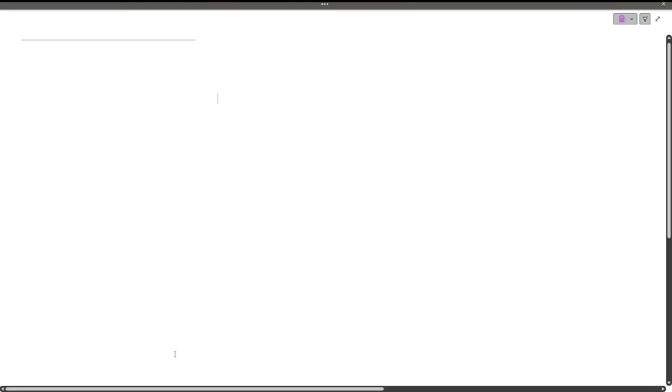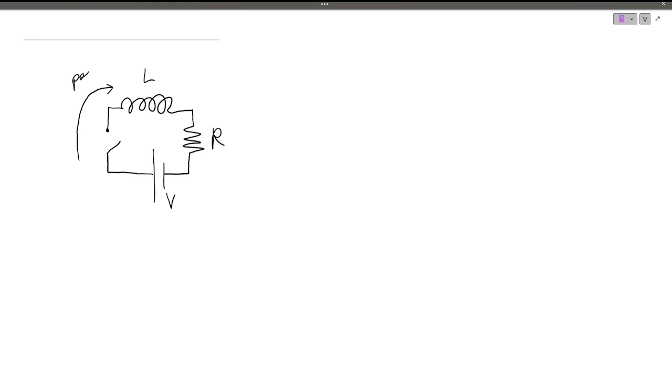I kind of botched this in my review video earlier, so I'm just going to quickly go through the derivation for an LR circuit. An LR circuit has an inductor, a resistor, some voltage source, and then a switch. So we have L, R, some V, and let's define a direction of positive current to be this way.